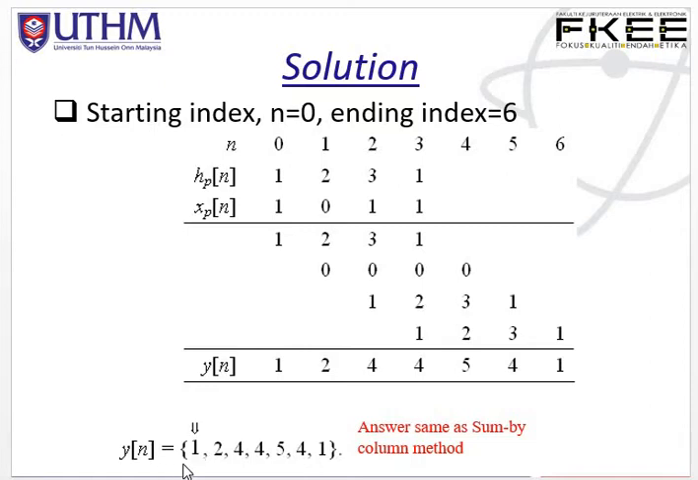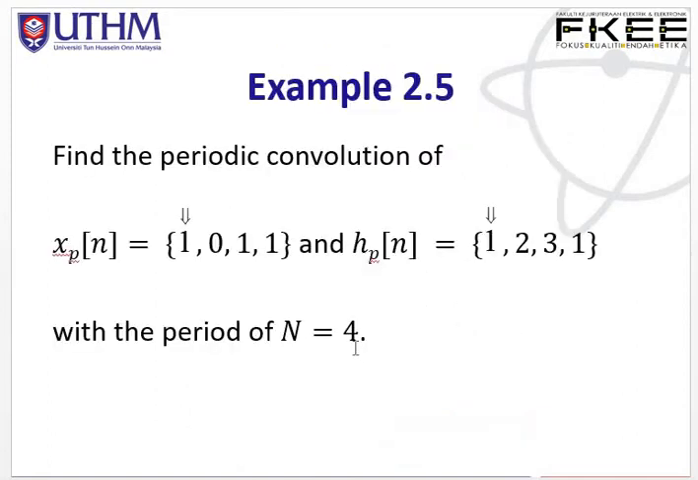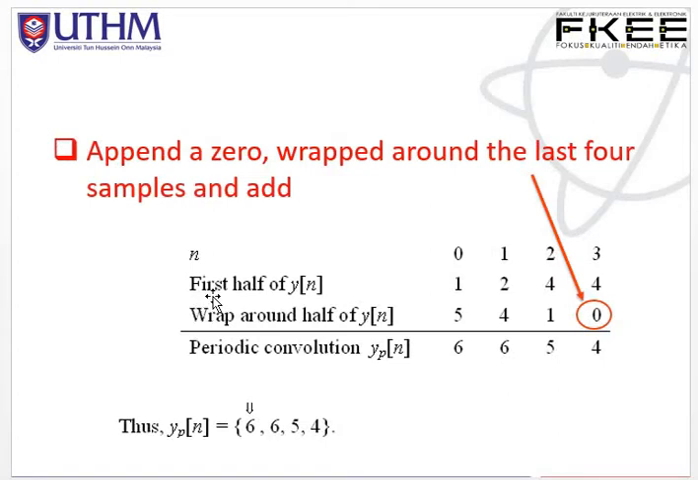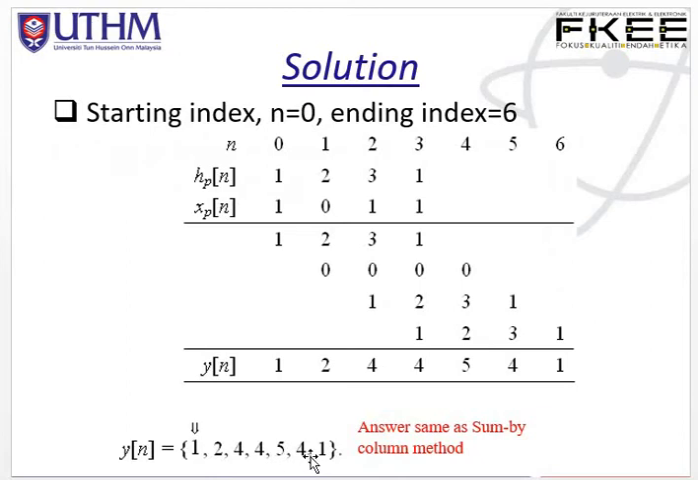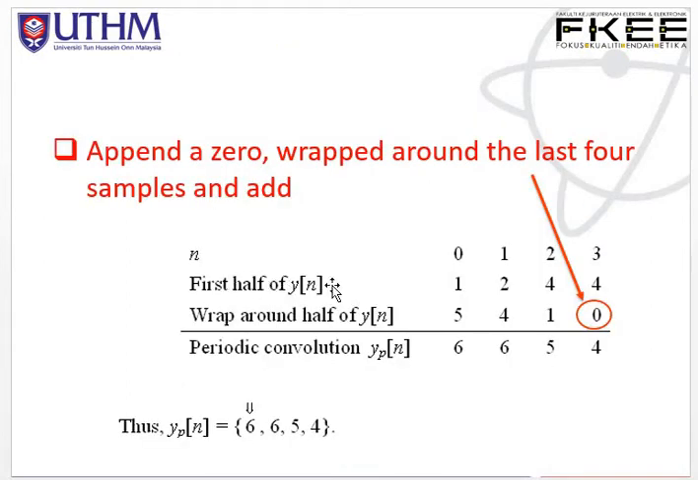So the answer here is the same as the sum by column method. But what is the difference if you use the periodic convolution? The difference is when the question says the period N equal to 4, you need to wrap around. So the first half of y[n], just now the answer is 1, 2, 4, 4, 5, 4, 1. N equal to 4 means that you only have 4, and then repeat again after 4 numbers. So 1, 2, 4, 4. So you already have 4 here.